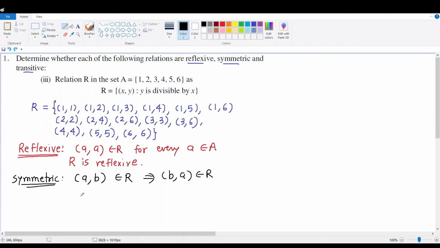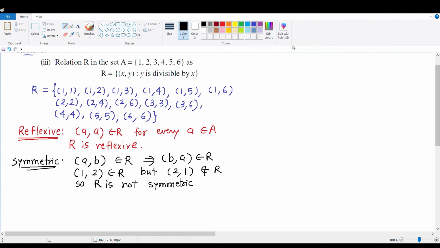So since this coordinate pair is not present, it's not symmetric, right? So we are going to show that (1, 2) belongs to R, but (2, 1) does not belong to R. So R is not symmetric. Now we need to show whether it's transitive or not.